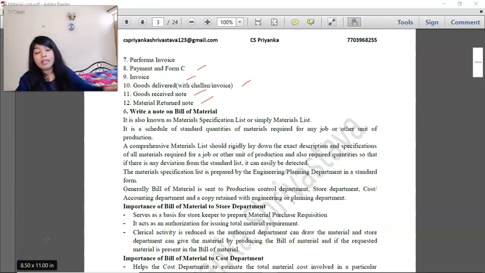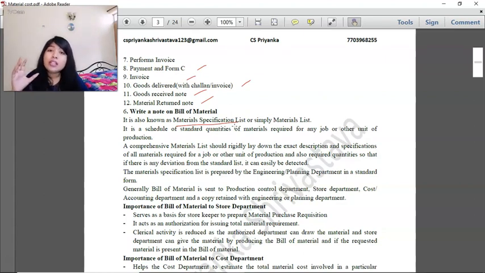So this is bill of material. Bill of material is also known as material specification list, or simply you can call this a material list. I have already explained this to you. It includes the list of all the materials that are required by the production department. So it basically gives a schedule of standard quantity of material.